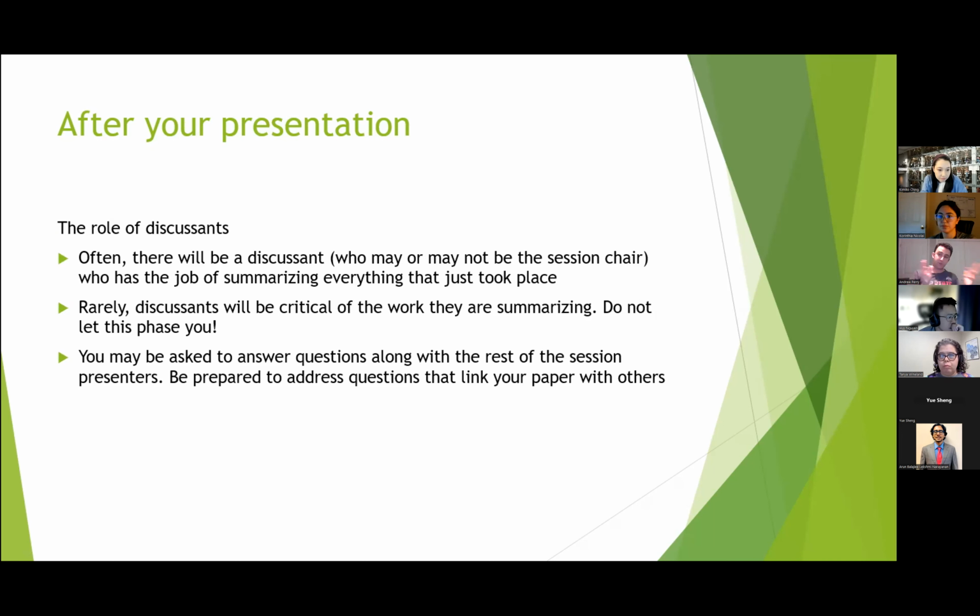So sometimes the chairs are also the discussants, and they have to come up with their own talk, summarizing everything. Well, the first thing I will tell you is get your paper to your discussant. If you have one, get a paper to them. They will thank you for it, and they will be very grateful as a session presenter, getting a paper that they can read through and have an idea of what you're talking about.